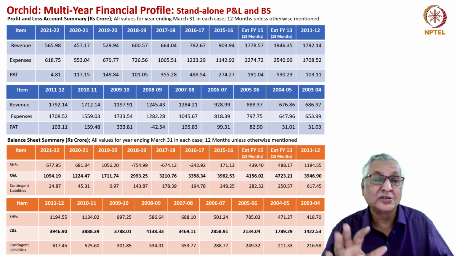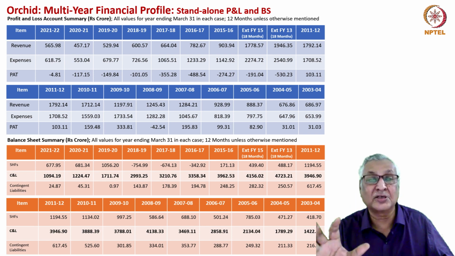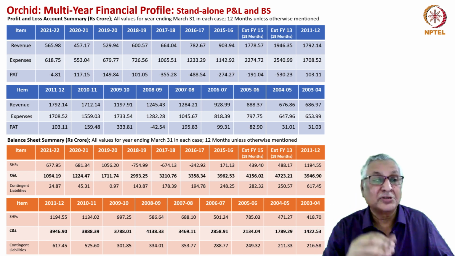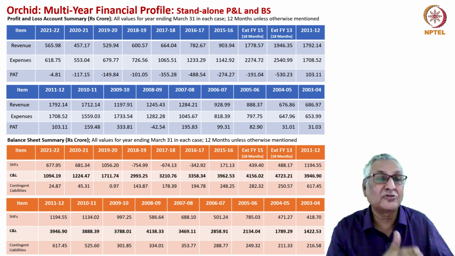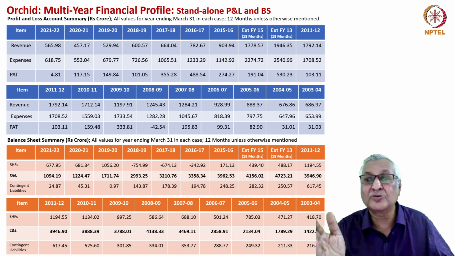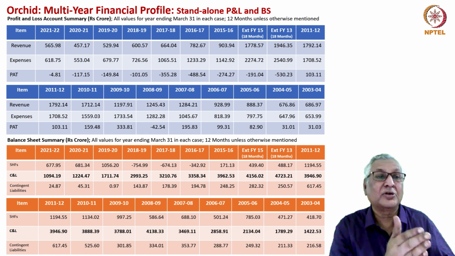of Orchid. This is not the best way of detailing all the financial parameters, but for the purpose of our lecture, it is important that you have a bird's eye view and no more than that for understanding how Orchid went through its saga. The second blue table below has the details from 2003-04 to 2011-12, and the top blue table has from 2011-12 to 21-22.